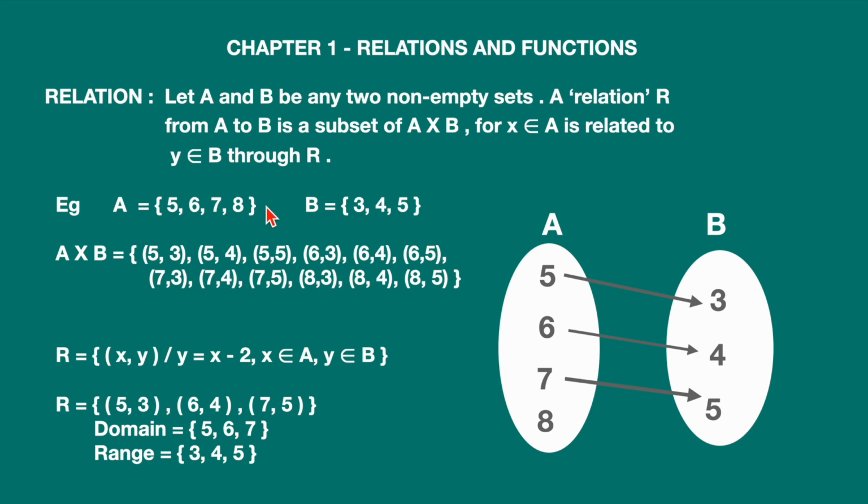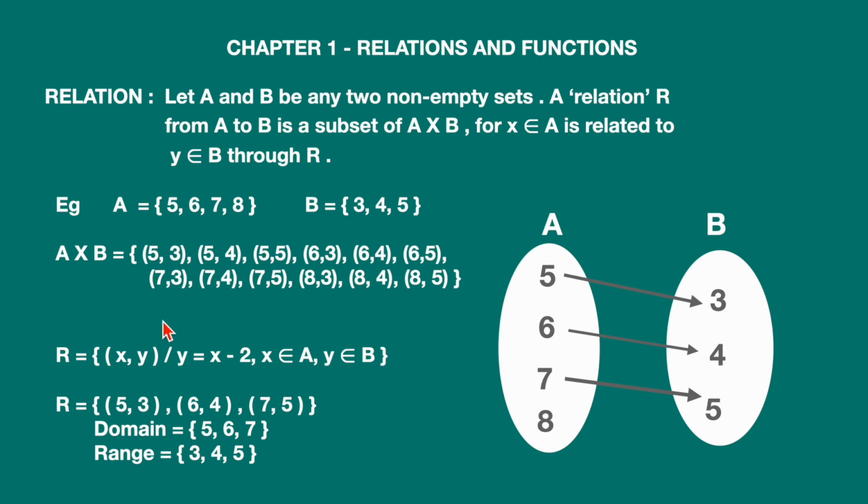To understand this definition, let's take a simple example. A is equal to {5, 6, 7, 8}. B is equal to {3, 4, 5}. Do the cross product of these two sets. So you get these ordered pairs: (5, 3), (5, 4), (5, 5), (6, 3), (6, 4), (6, 5). Similarly for 7 and 8, write down the ordered pairs. We learnt about this in the first exercise.